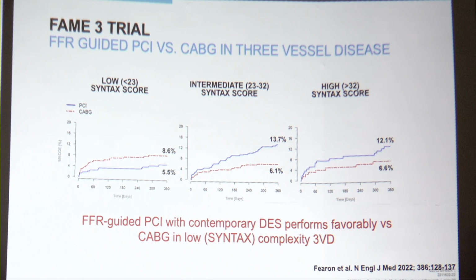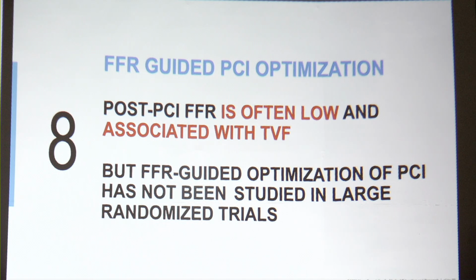So the FAME-3 trial, I think, did inform our practice. What about optimization? Can you optimize? We spent this weekend again talking about image-guided optimization. You would think you could, because if you measure FFR post-PCI, in 20% of patients, it's still below 0.8. So it gives us valuable information, and we know those patients do poorly.